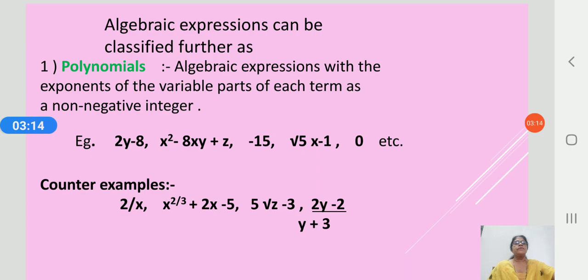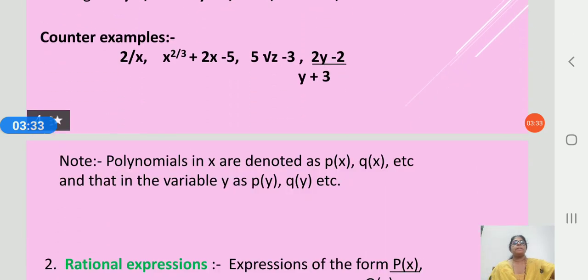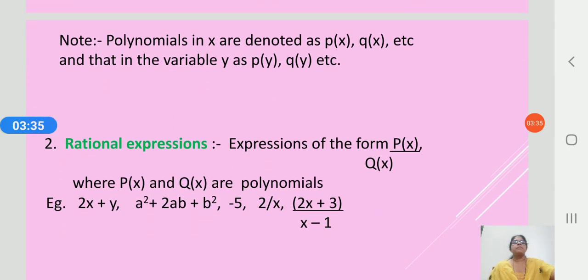Another example, 5 into root z minus 3. Here the variable is z and the degree of z is 1 by 2. It is not a polynomial. Another example, 2y minus 2 divided by y plus 3. It is not a polynomial. Then polynomials can be written as p of x and q of x, etc., where x is a variable. If y is a variable, we can write it as p of y and q of y, etc.